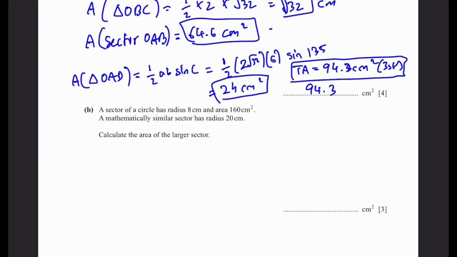Part B. A sector of a circle has radius 8 centimeters and area 160 centimeters squared. A mathematically similar sector has radius 20 centimeters. Calculate the area of the larger sector.